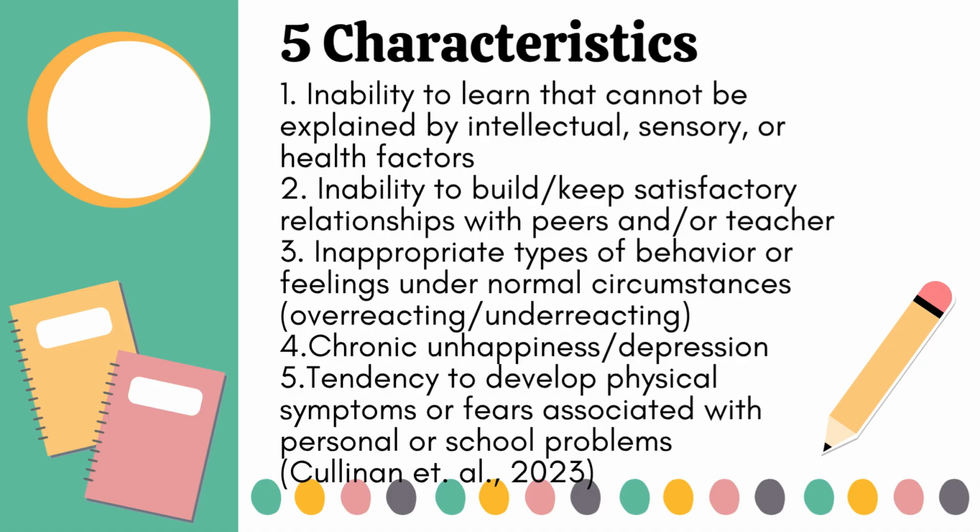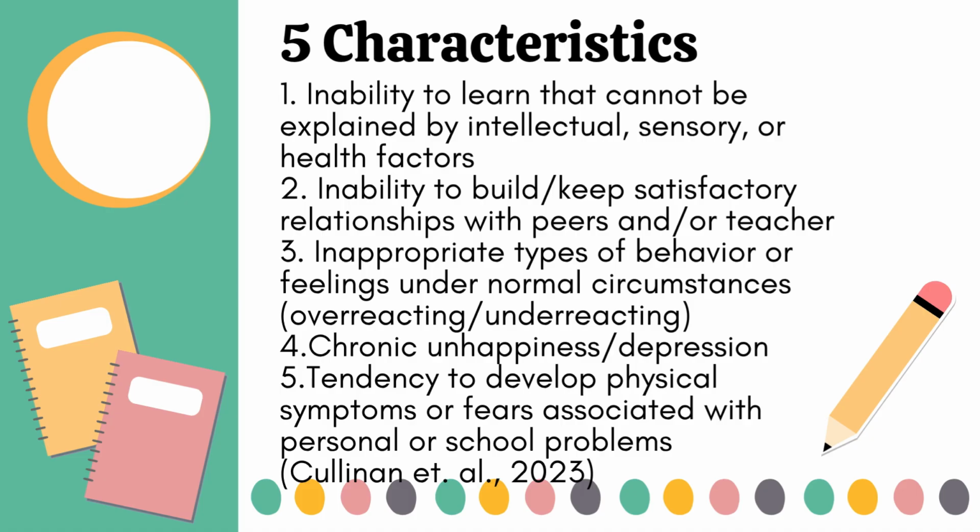The five characteristics, according to Cullinan et al., is an inability to learn that cannot be explained by something else. So it can't be an intellectual disability, sensory issue, it can't be due to a brain injury, those sort of things. An inability to build and keep satisfactory relationships with both peers and teacher. Inappropriate types of behavior or feelings under normal circumstances. So that's like overreacting or even underreacting to things in a way that is not typical for their age. So there's a difference, for example, in a 3-year-old throwing a fit because someone has taken something from them, and a 15-year-old.